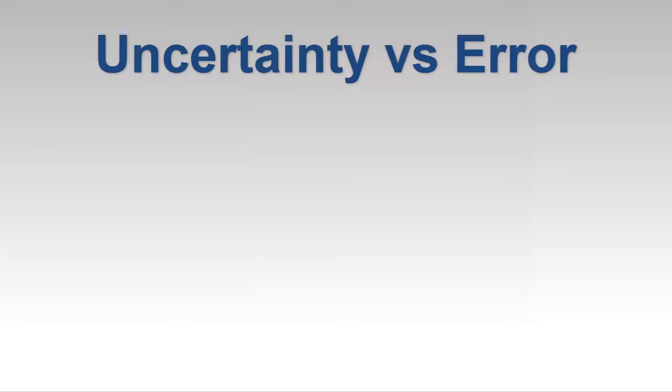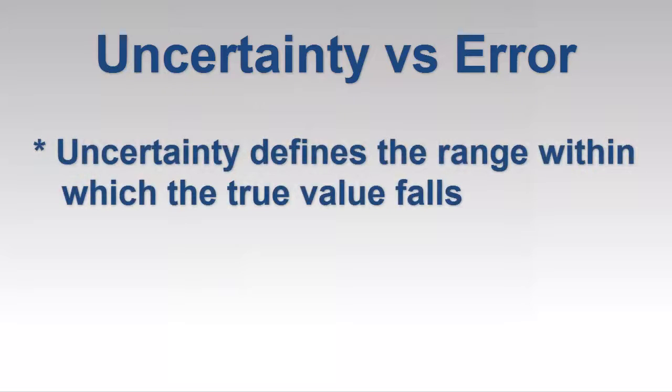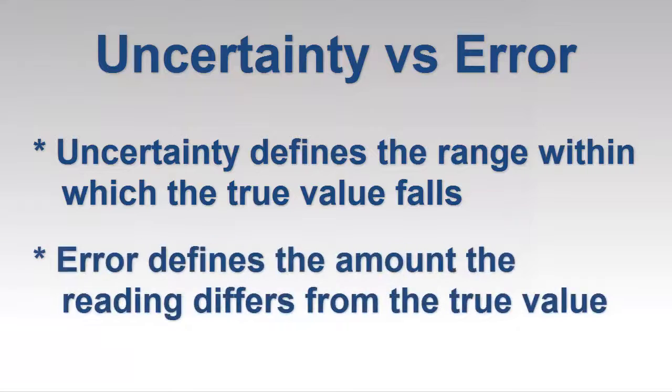Although the terms are sometimes used interchangeably, uncertainty represents the range within which the true measurement falls, while error defines the absolute amount that reading differs from the true value. Although it may seem initially counterintuitive, it would be easier to accommodate error than uncertainty, as all we would need to do is offset the measurement by the amount of the error to obtain 100% accurate results.